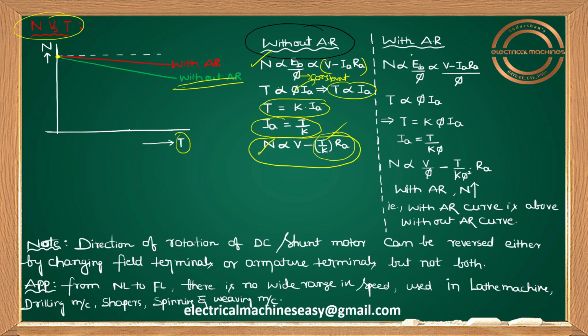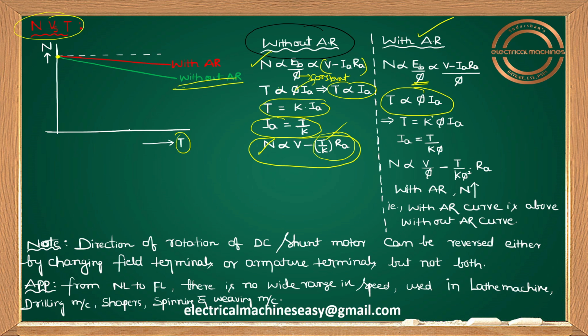Now let us discuss with armature reaction. If you are taking armature reaction into account, you should think about the demagnetizing effect and the variation of your flux. That's why keep flux in the equation as it is. N is proportional to EB by flux, where EB means V minus IA RA, divided by flux. T is proportional to flux into IA, so torque equals some constant K into flux into IA.